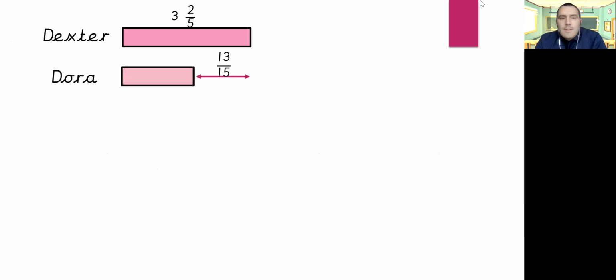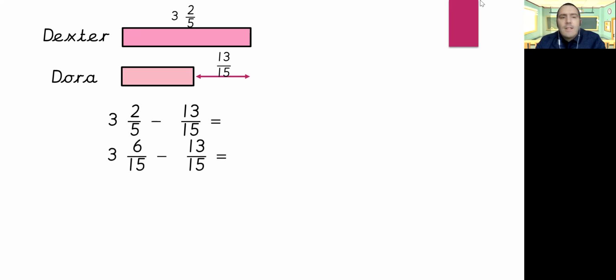What we're looking at is a subtraction. So I need to do 3 2/5, take away 13/15. I can't do that at the moment because my denominators are different. So I need to make them equivalent. So I'm going to multiply 2/5 by 3 to give me 6/15. And now I can look at my fractions and I can see that I'm going to have to break the whole in order to be able to answer this.